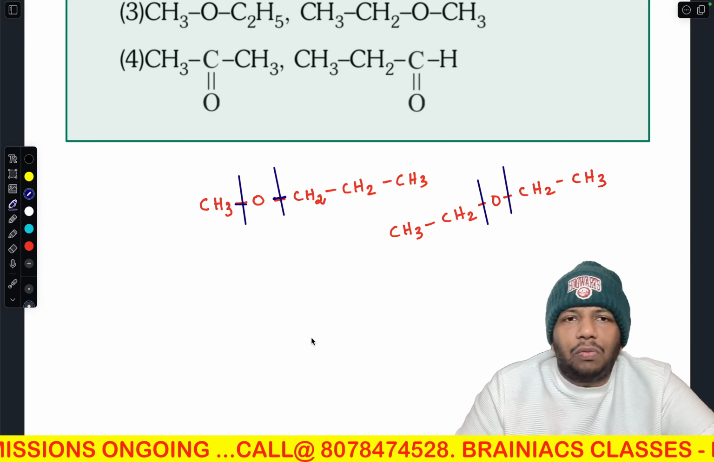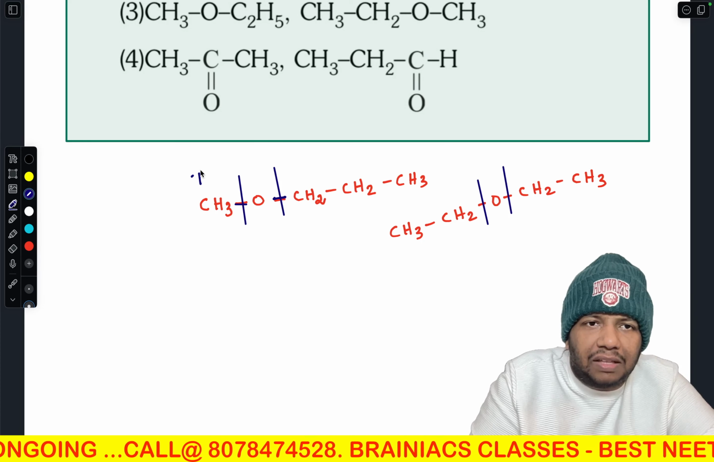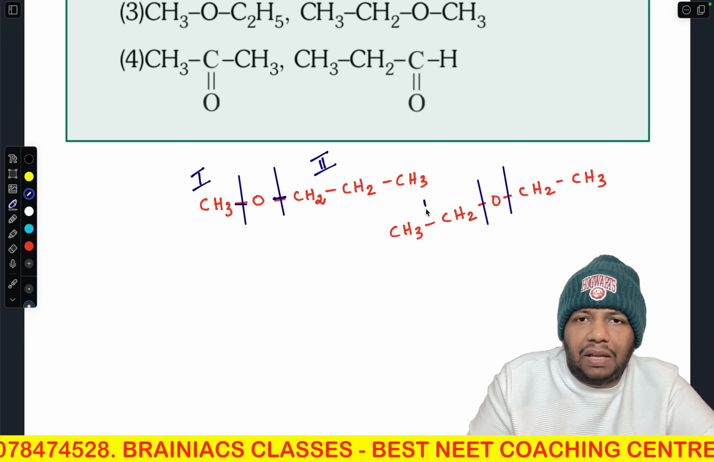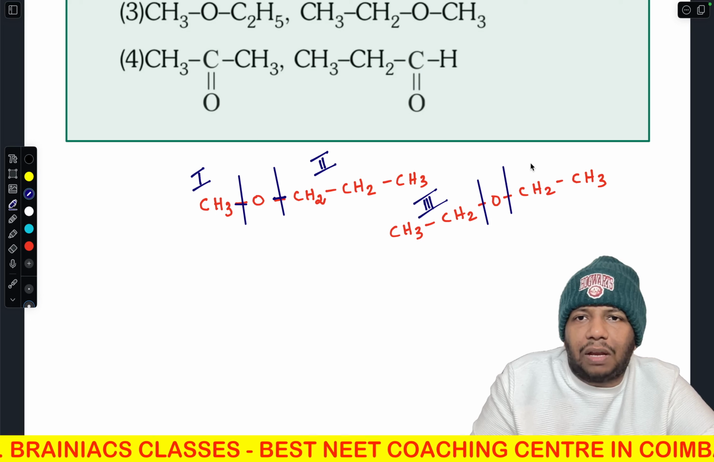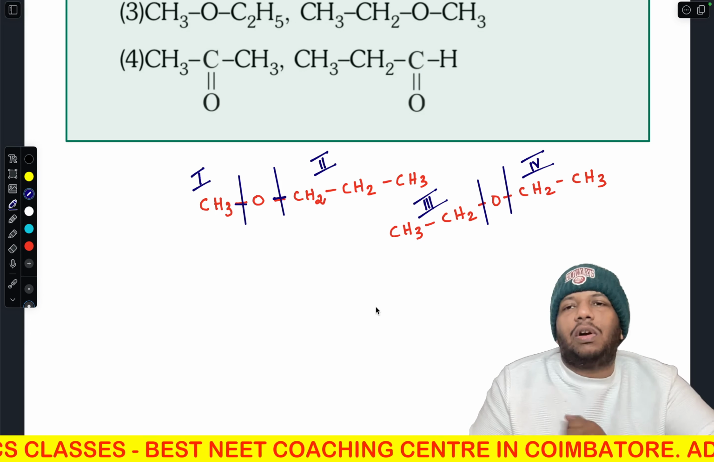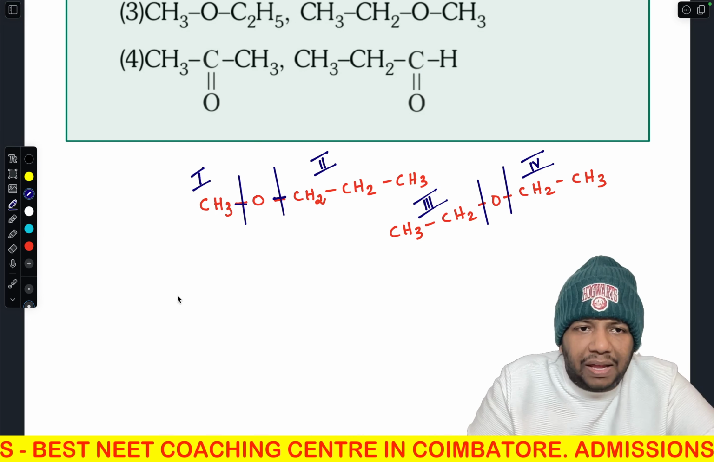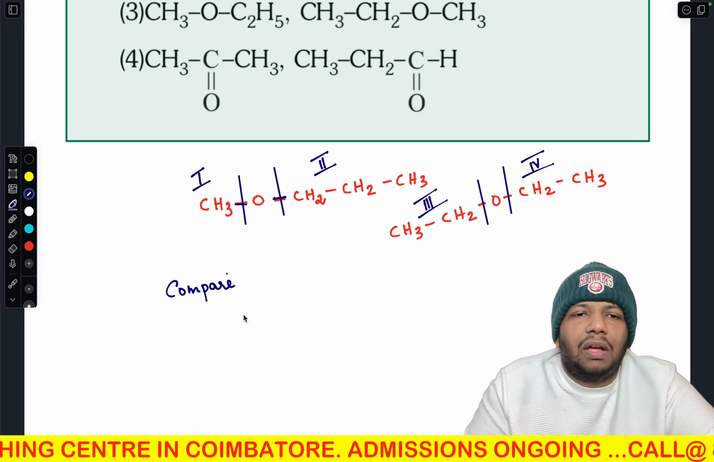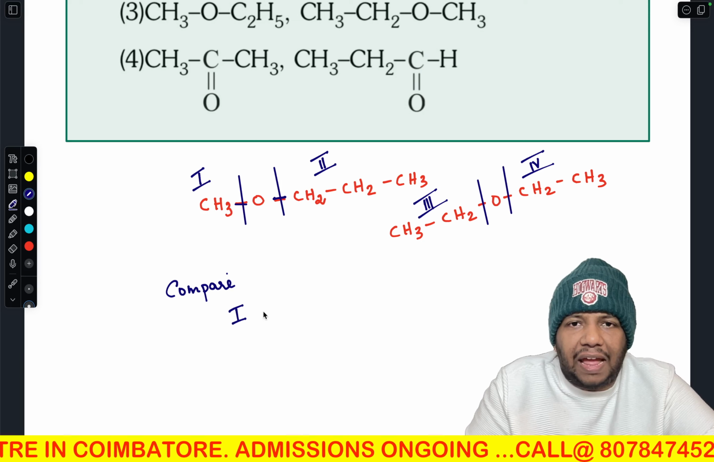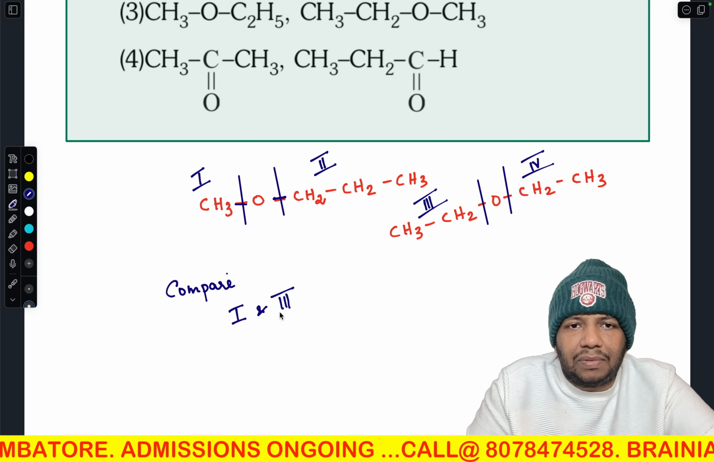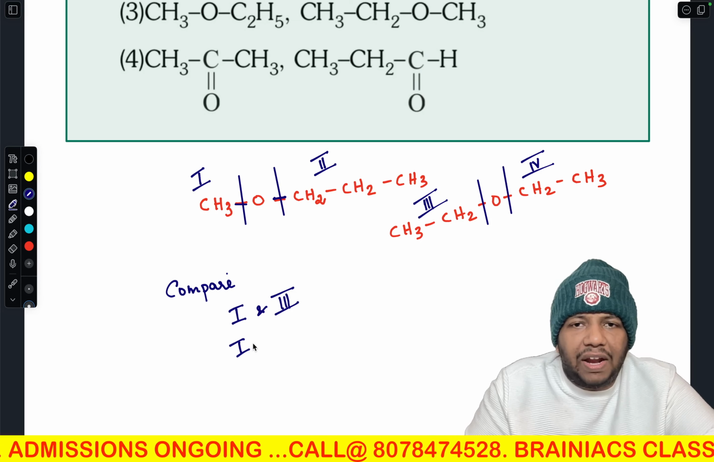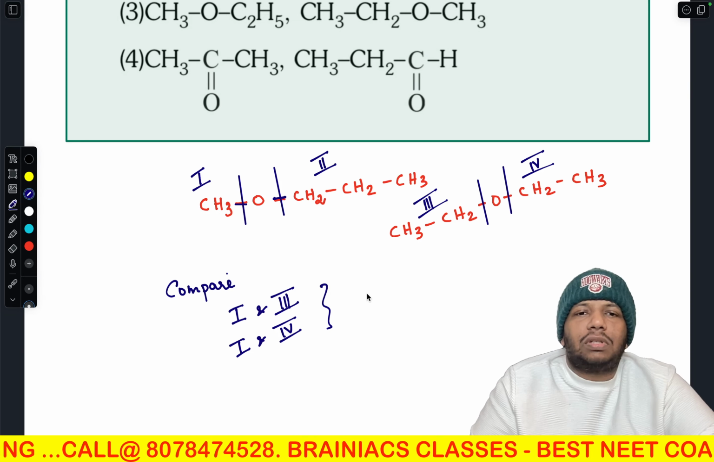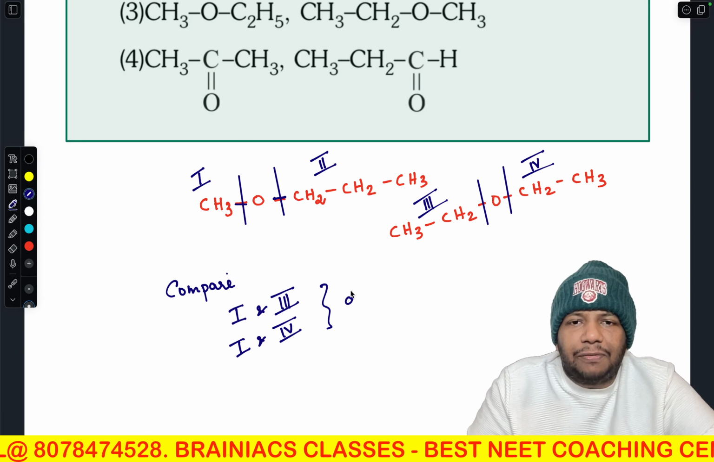So fundamentally, you number it like this: 1, then this is 2, you can make this 3, and this you can mark as 4. Then you need to compare. Always do it like this, then you will never fail. Compare 1 and 3. Also compare 1 and 4. While comparing these both, it should be different.